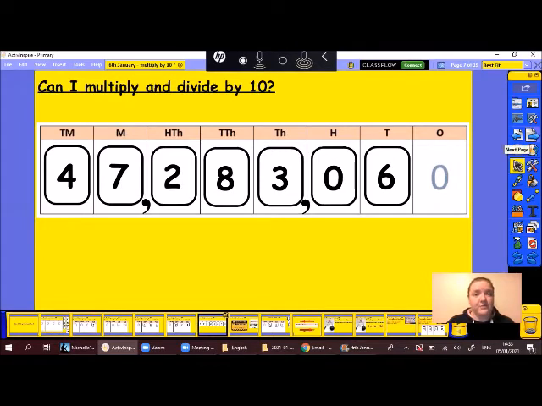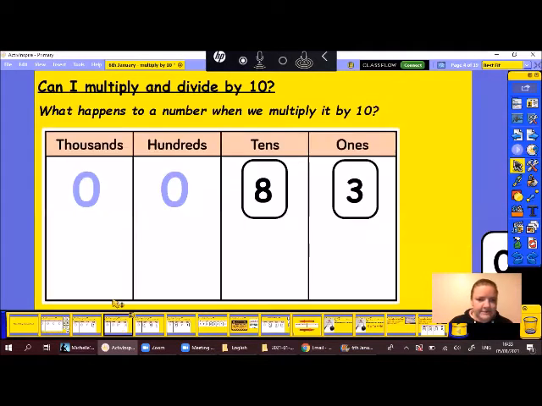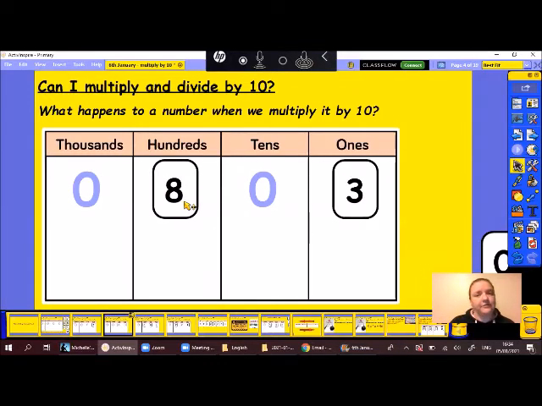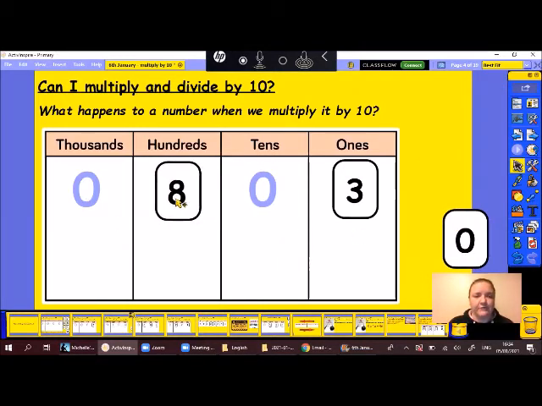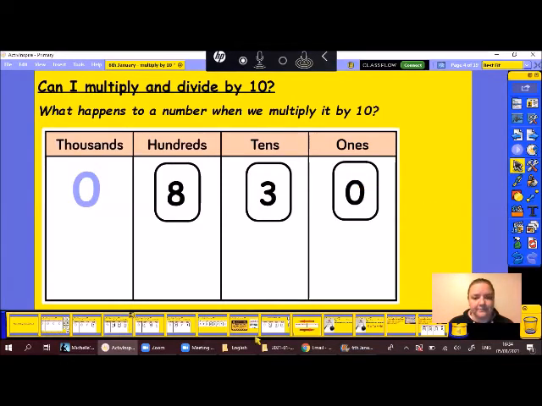But I do have a warning for you. All your digits when you're multiplying must move the same amount of places and move together. For example, if we look back at the 83 from before, here we go. We can't just move the 8 over and then put the 0 in the middle. That's not how it works. And the 0 can't go over here because there's nowhere for it. So we have to make sure that we move the 8 and the 3 across the same amount of places. Can you see? They're still together, but they've just moved over, and that leaves space for our 0.